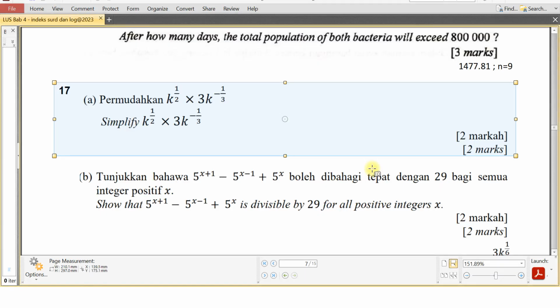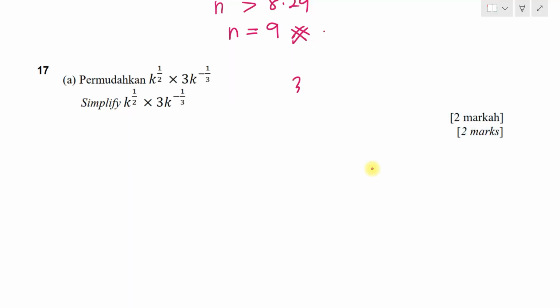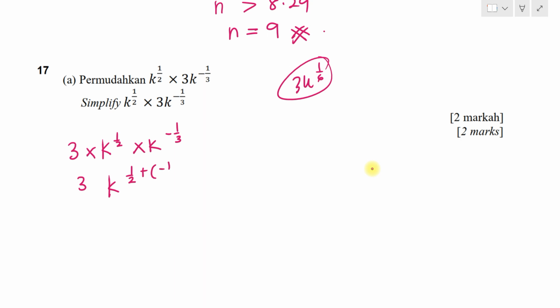Okay, simplify this and the answer should be 3K^(1/6). This should be the answer. Okay, let's see. K half. The 3 I can put it separately. Times K negative 1 over 3. Seriously, this is the question. Okay, 1 over 2. Multiply means we add negative 1 over 3.